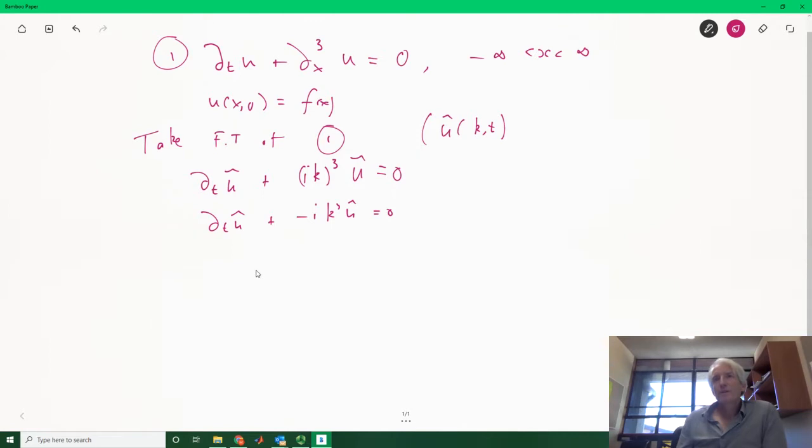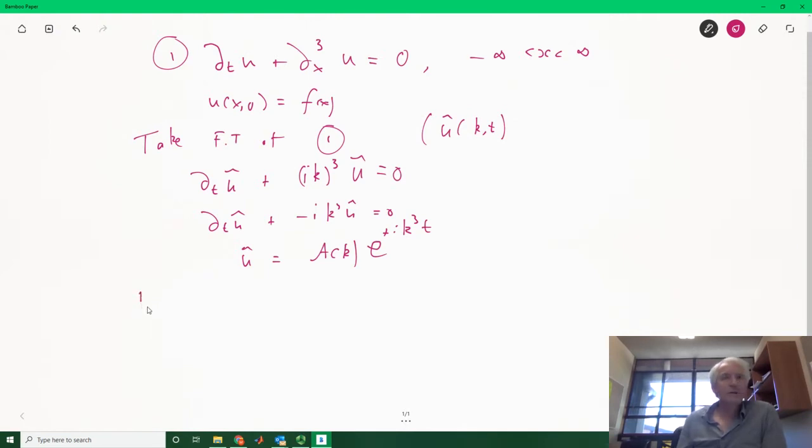So we can solve this here and just go, well, u hat must be equal to some constant that depends on k, obviously, multiplied by e to the minus i k cubed t, sorry, plus i k cubed t. Okay, and we take it over to the side. So there's the solution to this equation, right? And then we can find A from the initial conditions.